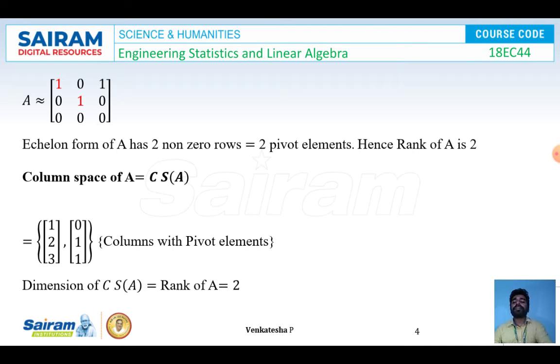Now I'm going to find the column space of A. The column space is given by taking the columns with pivot numbers. So the column space is given by [1, 2, 3] and [0, 1, 1]. From the given A matrix, I am taking the two columns with two pivot numbers. Hence the dimension of this column space is given by the rank of A, which is equal to 2.